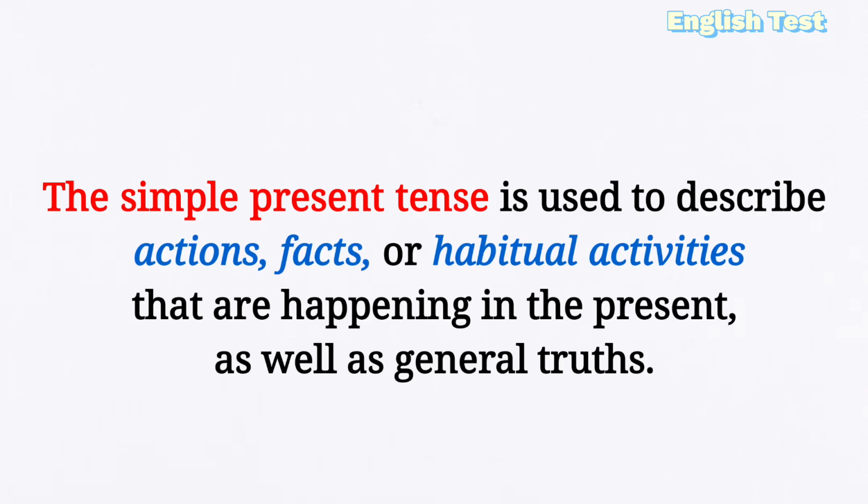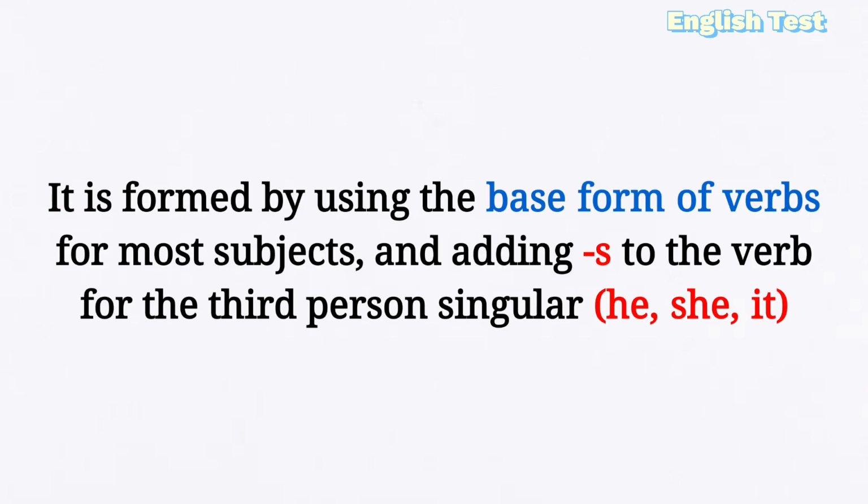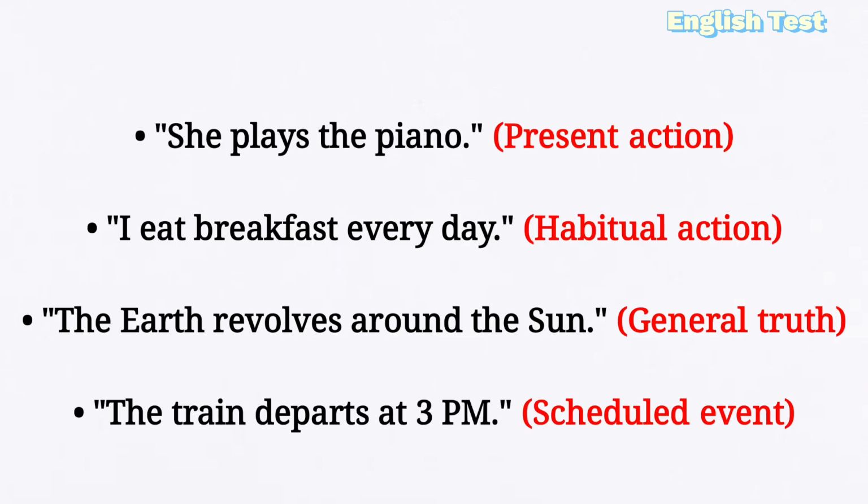The simple present tense is used to describe actions, facts, or habitual activities that are happening in the present as well as general truths. It is formed by using the base form of verbs for most subjects and adding s to the verb for the third person singular: he, she, it. She plays the piano. Present action. I eat breakfast every day. Habitual action. The earth revolves around the sun. General truth. The train departs at 3 p.m.